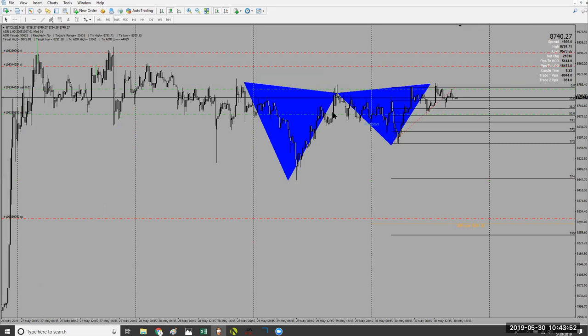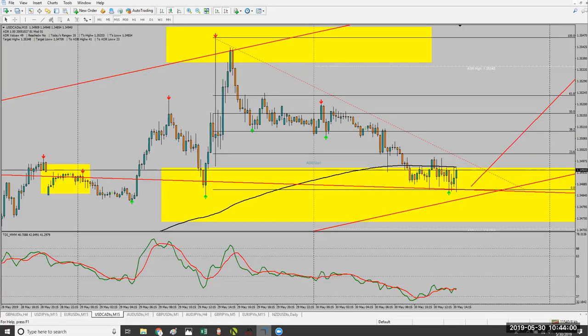And UCAD just moved. Good deal. There's UCAD going. Perfect. I actually have some binary trades here on UCAD.